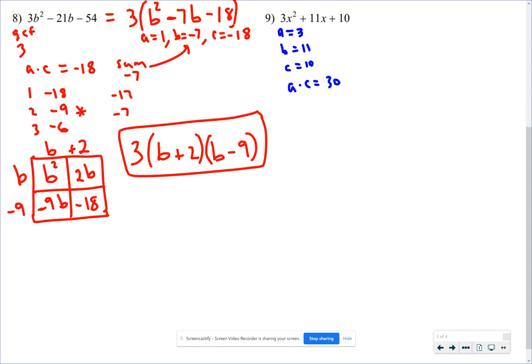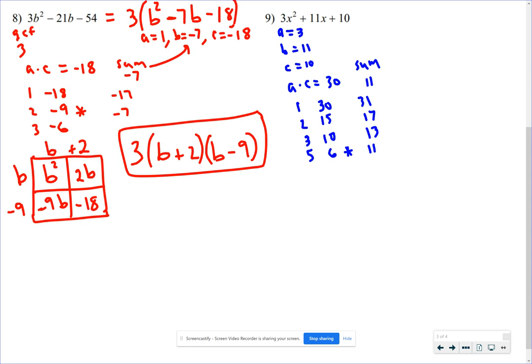So since my product is positive and my sum also needs to be positive, you can list all the factor pairs: 1 and 30, 2 and 15, 3 and 10, 5 and 6. That sum is 31. 2 plus 15 is 17. 3 plus 10 is 13. 5 plus 6 is 11. There's my factor pair, 5 and 6.